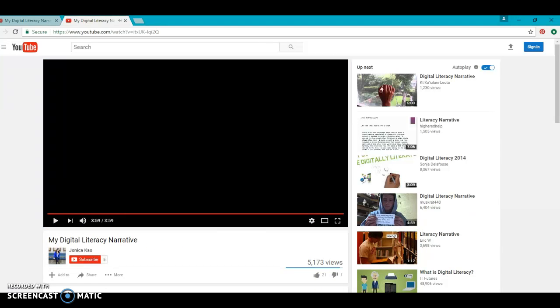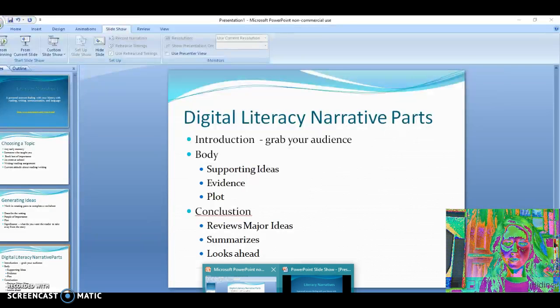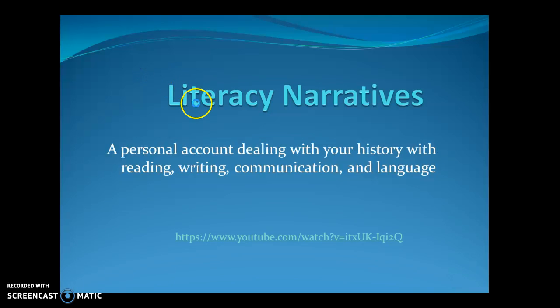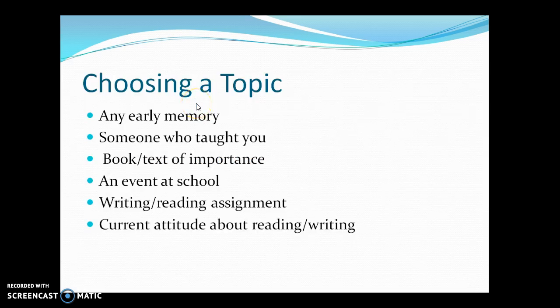Okay, so there's our example of a digital narrative, and we are going to create them in class. So for ours, we're going to start out by choosing a topic. So your narrative can be about anything. It can be about an early memory that you have, a special teacher that taught you how to read, or maybe a memory of a parent or a grandparent that taught you how to read.